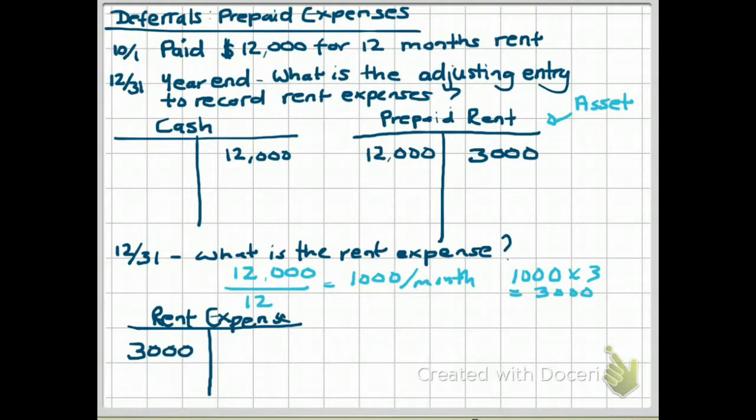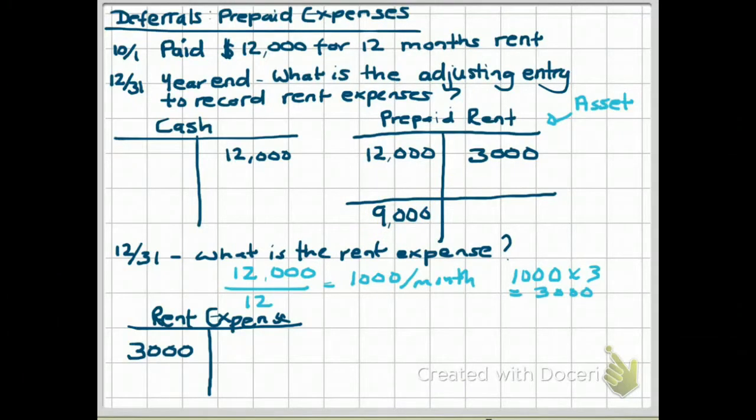Now, on December 31st, how much unused prepaid rent do you have? You have $9,000 worth of prepaid rent left as of December 31st. 12,000 minus 3,000 is $9,000. It's the balance on your prepaid rent. If you remember, the trial balance that you prepared earlier would have had $12,000, which is inaccurate. So now our adjusting entry made sure that we showed the true picture, which is we have $9,000 of unused rent as prepaid rent.